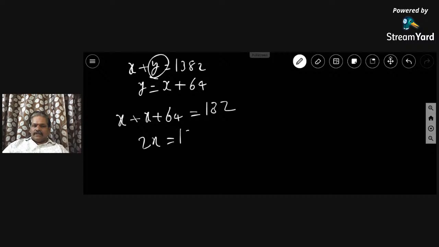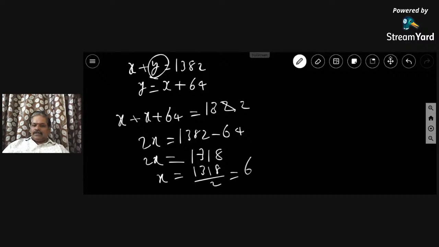2x equals 1382 minus 64. 12 minus 4, 8. 7 minus 6, 1. That is 1318. So x is equal to 1318 by 2. 2 6s are 12, 2 5s are 10, so the x value is 659.